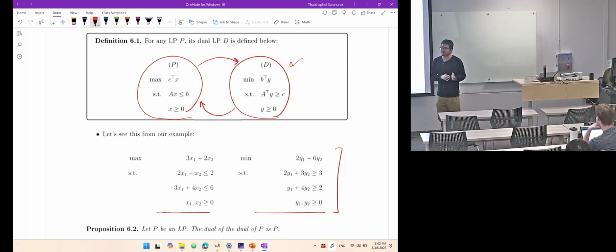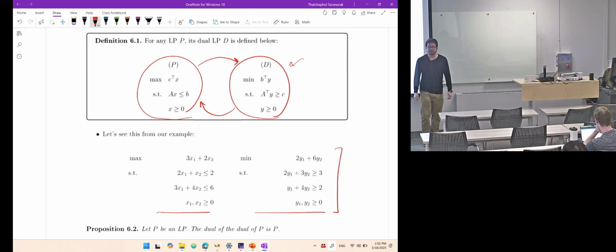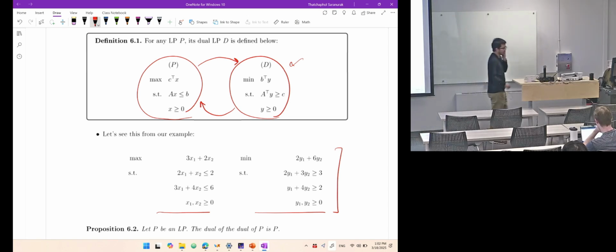Although this is a deep theorem, and we actually will not prove this now. We will prove this later in class. But it's going to be the case that although the solution x lives in an n-dimensional space, the solution y lives in an m-dimensional space. They live in different spaces, but the optimal values actually meet at the same value, although they live in these different spaces.